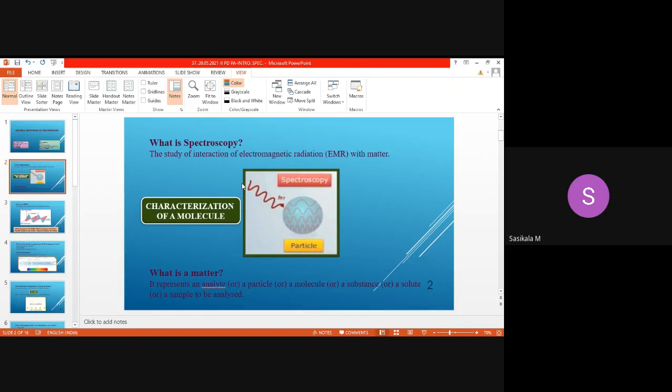Drug substance or drug molecule. If you need to characterize either a known compound or an unknown compound, then we need to study with spectroscopic techniques. So in spectroscopic techniques, what major source are we using? Electromagnetic radiation. We'll see what electromagnetic radiation is. Now we have seen that the interaction between electromagnetic radiation and matter is called spectroscopy.